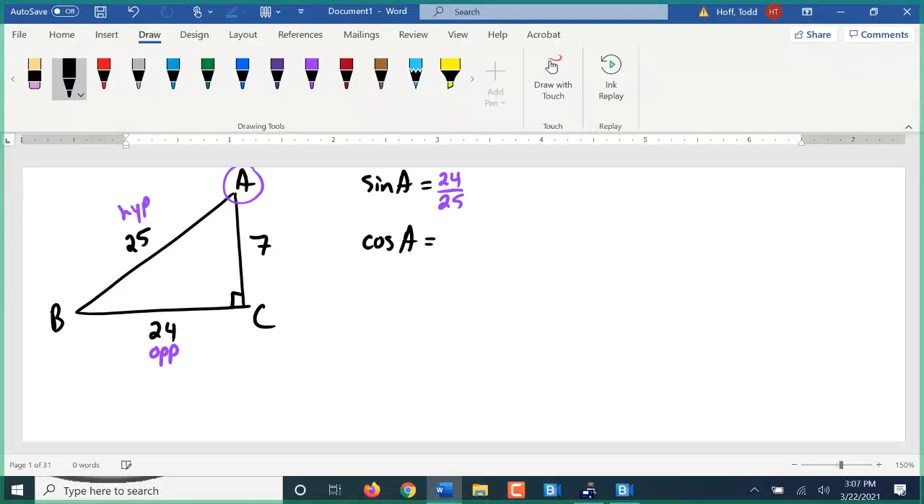The cosine of angle A. Cosine is what two sides? Adjacent over hypotenuse. And according to angle A, the adjacent side would be that one, right? So it would be 7 over 25.